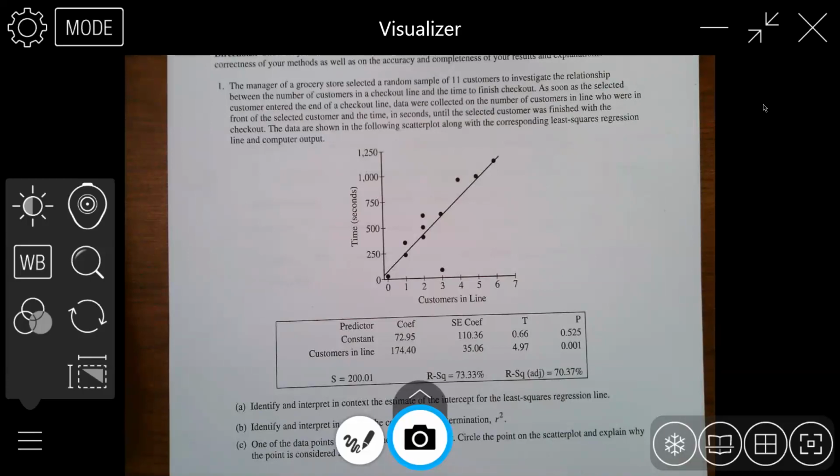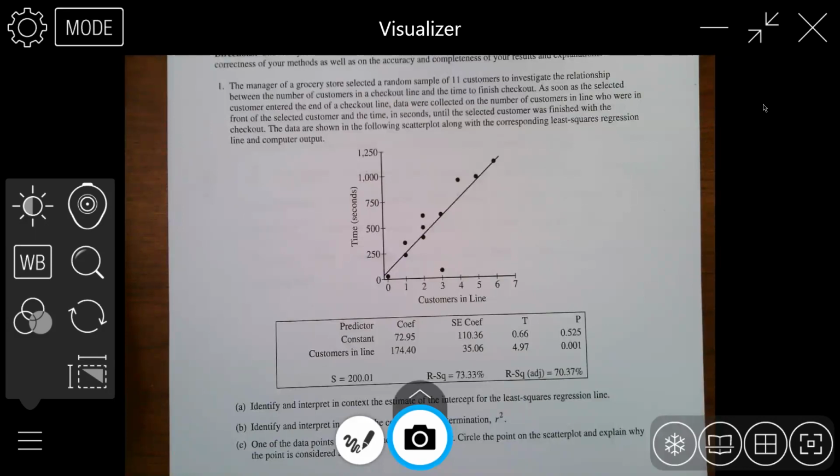Okay, so I'll sum up the situation. Basically, it's a comparison about how many people are in front of you in a line at the grocery store and how long it takes to check out. So not only the speed of the cashier, but how slowly the line is moving. Obviously, if there's more people in front of you, overall, it's going to take more time to check out, okay?